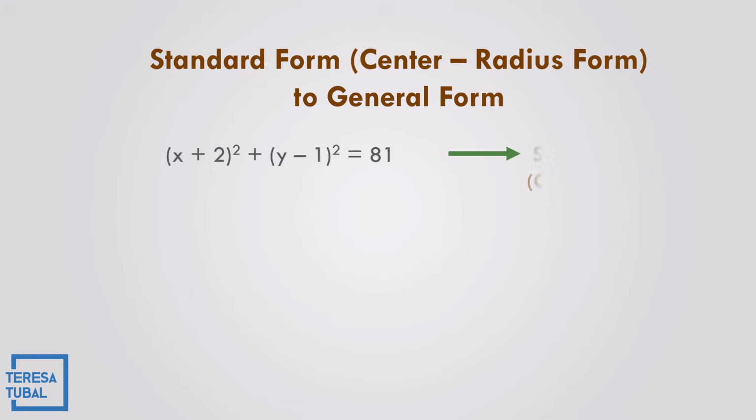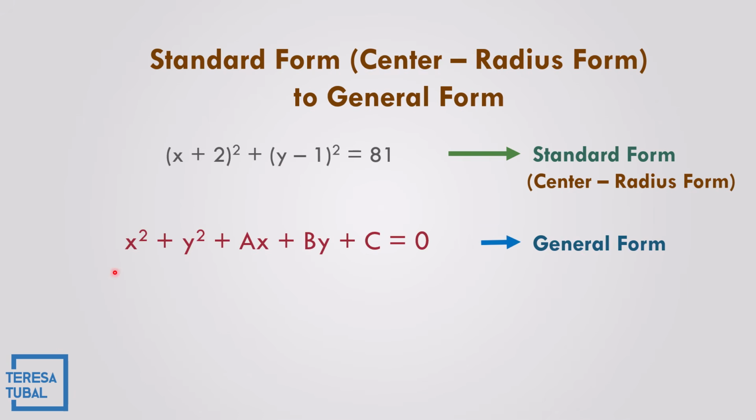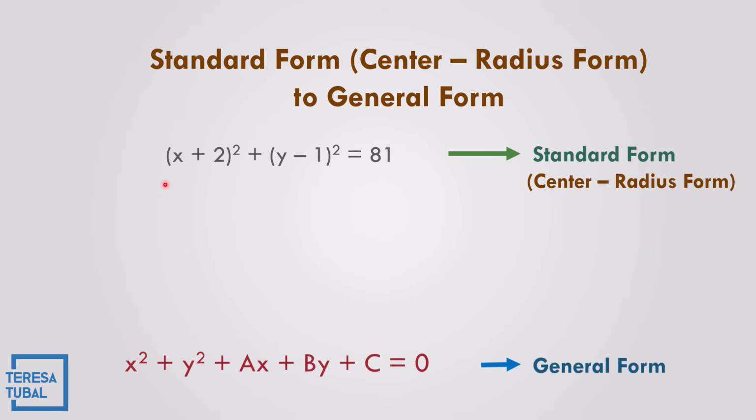In example number 1, the standard form of the equation of the circle is the quantity x plus 2 squared plus the quantity y minus 1 squared equals 81. Convert to general form, that is x squared plus y squared plus ax plus by plus c equals 0. So let us distribute the quantity x plus 2 squared. That becomes x times x is x squared, and then 2 times x, 2x times 2, that is positive 4x. 2 times 2, the answer is equal to positive 4.